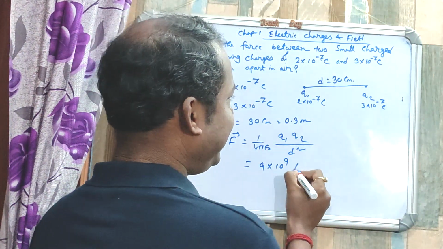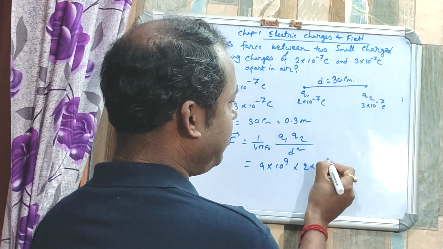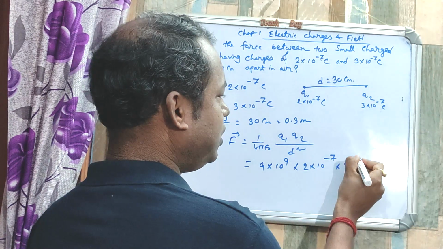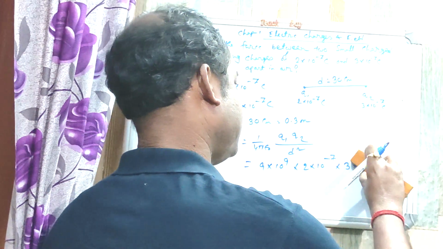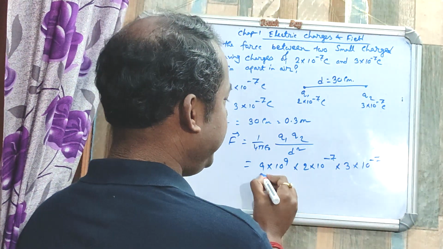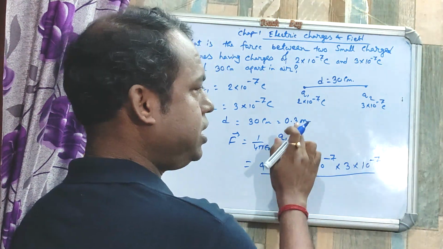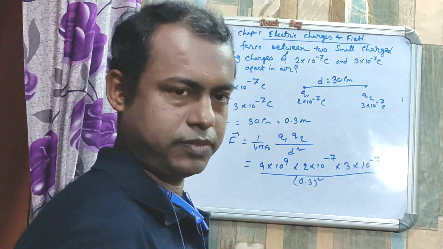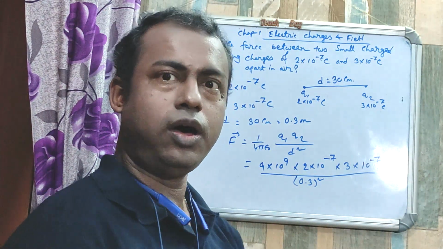So Q1 is 2 into 10 to the power minus 7, and Q2 is 3 into 10 to the power minus 7, divided by d square. What is d? That is 0.3. So 0.3 square. Now what can we solve?